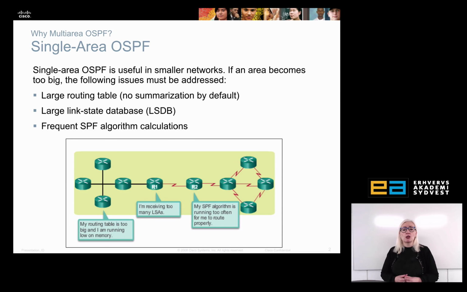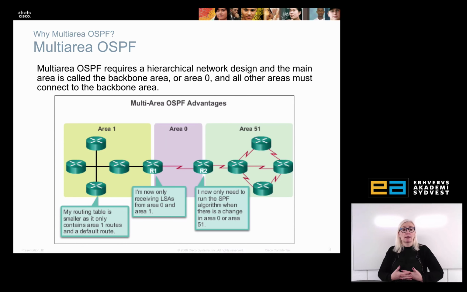So what we want to do is actually segment our OSPF network and make it consist of smaller parts instead of one huge network. And we can do that by implementing something called multi-area OSPF. It's quite simple, really. Instead of having one big area, we now have smaller areas.